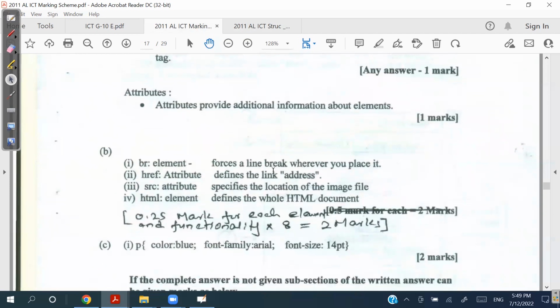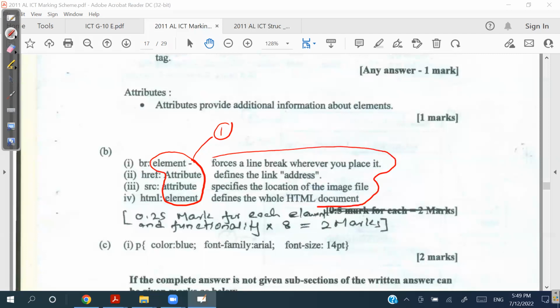And then they have provided some particular terms. So they're asking us to determine whether each is an element or an attribute, right? So for saying that it is an element or an attribute, you will be given 1 mark if all 4 are correct. So 0.25 into 4, 1 mark. And for the functionality, again, they have given you 0.25. That's the explanation about the tags and all these things.